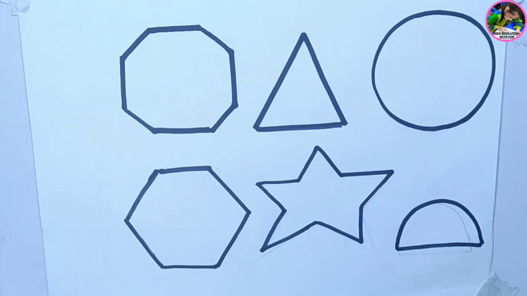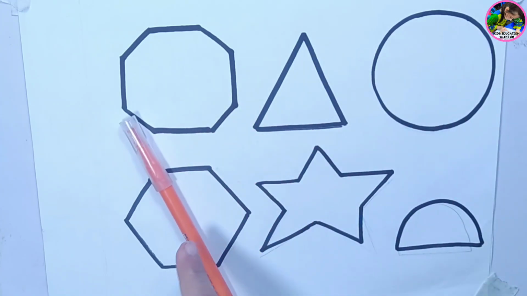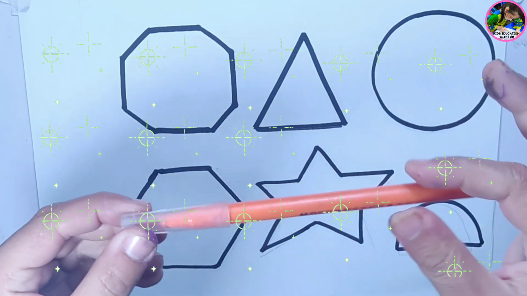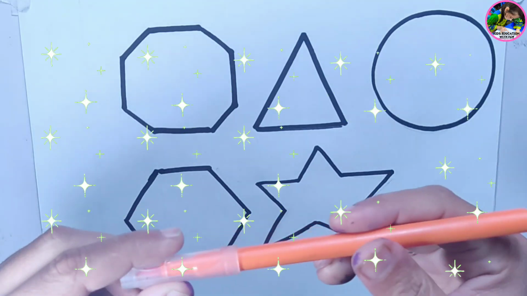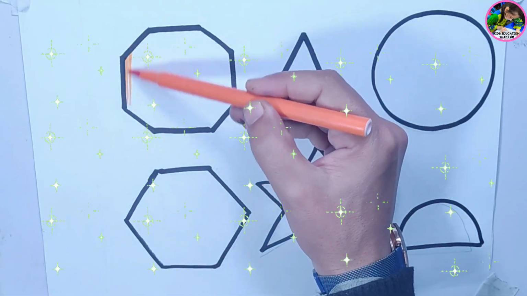Let's color these shapes. What is this? Hey, what's this color? Can you name this color? Yes, orange color. Let's color the octagon.